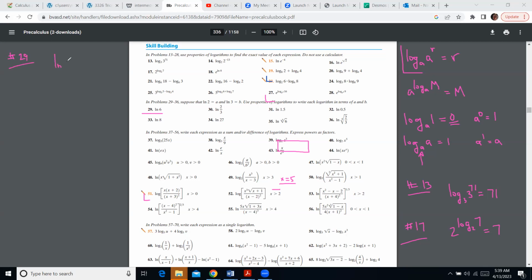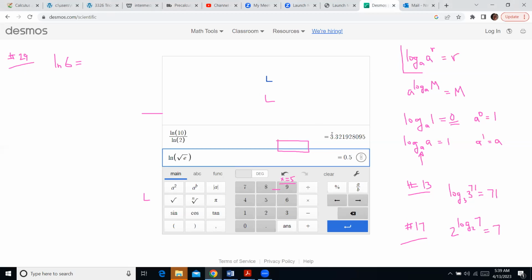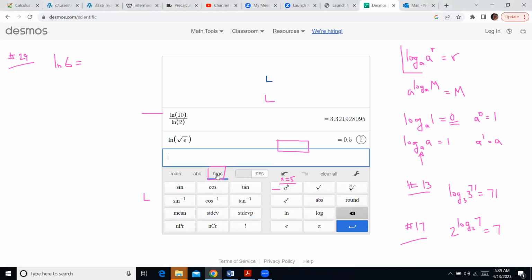Remember, ln of 6 means logarithm base e of 6. What I can do is just go to the calculator and locate the place where I can find this ln, and that's among the functions. So I need to click on this functional choice. And then you can see ln that appears here a little bit to the right.